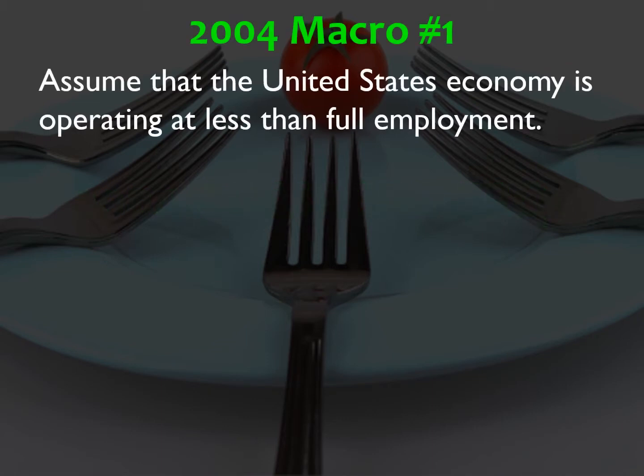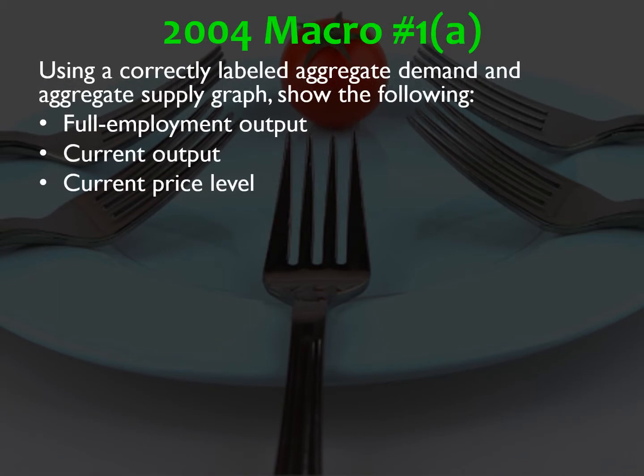Number 1, assume that the U.S. economy is operating at less than full employment. Part A, using a correctly labeled AD and AS graph, show the following: full employment output, and current price level.